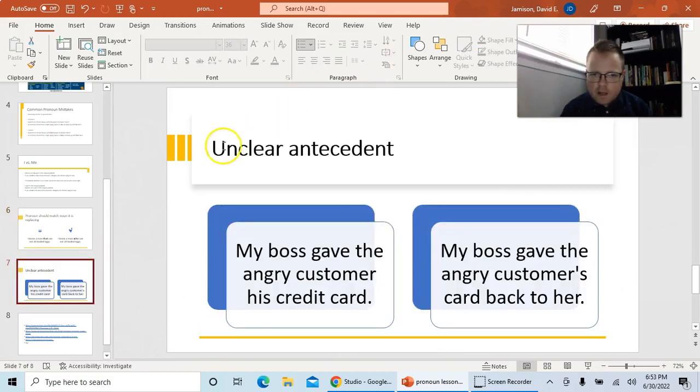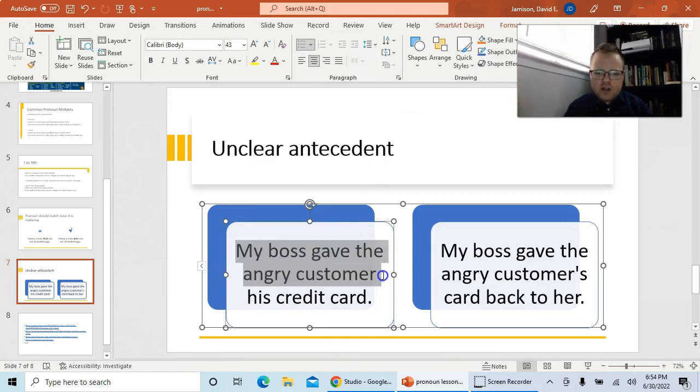Last one here. Unclear antecedent. So, if you have a sentence with a whole lot of nouns flying around in it, and then you start using pronouns at the end of it, a lot of times you will confuse your readers as to which noun you're referring to with the pronoun. So, for example, my boss gave the angry customer his credit card. So did my boss give the angry customer his own credit card? Or did my boss give the angry customer the customer's credit card? It's hard to tell just by reading that.